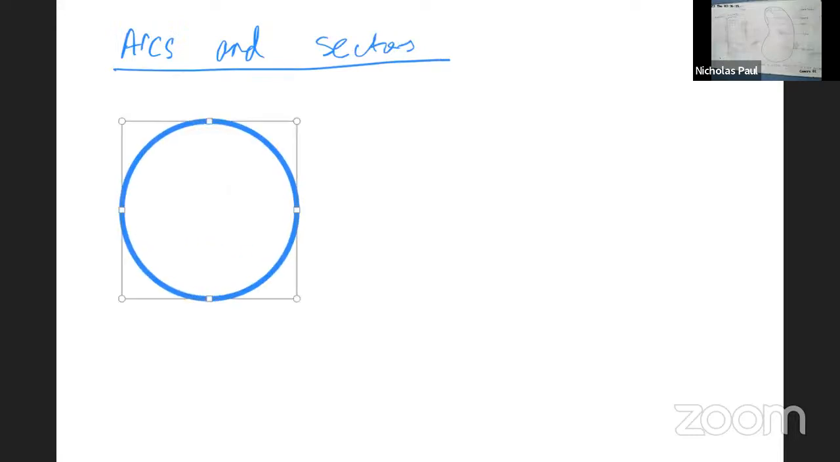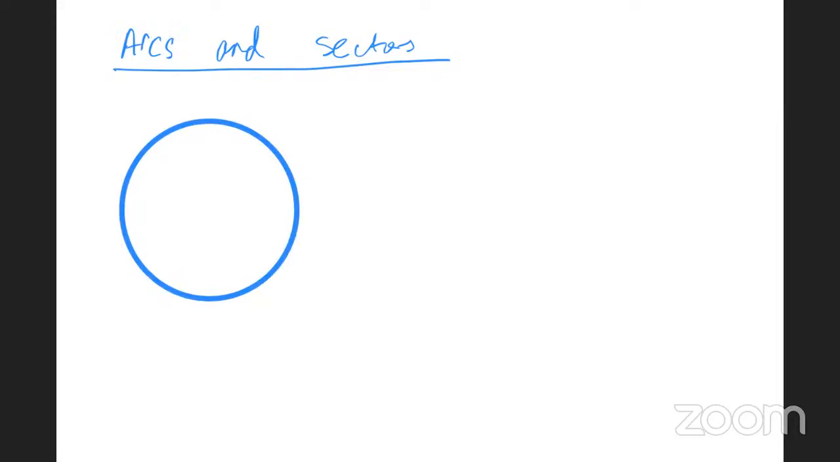So let's start. We're looking at area and volume. I won't do area of a circle and rectangle and those things as yet, I'm jumping straight into sectors and arcs. Okay? Arcs and sectors.